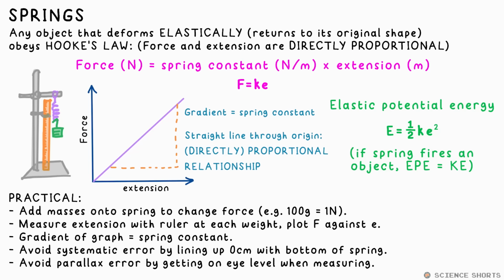The energy stored in a spring is equal to half ke squared. If something was attached to the spring and you let go, the object would gain the same amount of kinetic energy, at least in an ideal or closed system, that is, no energy is lost to the surroundings due to heat, for example.